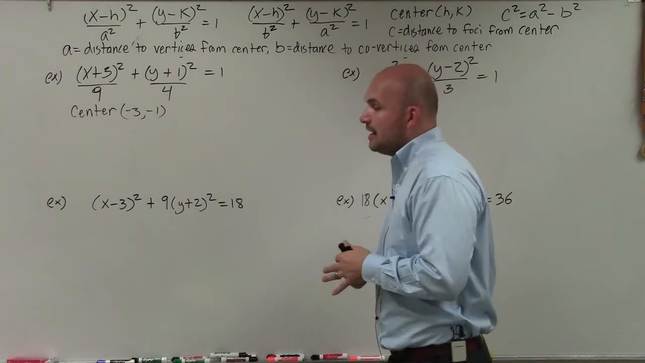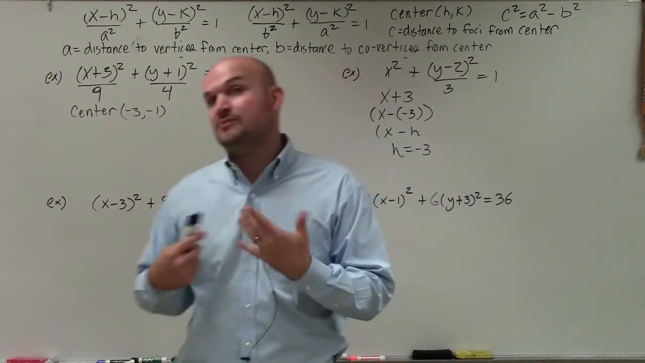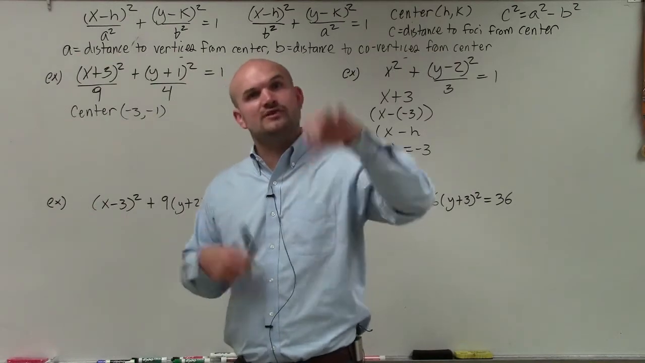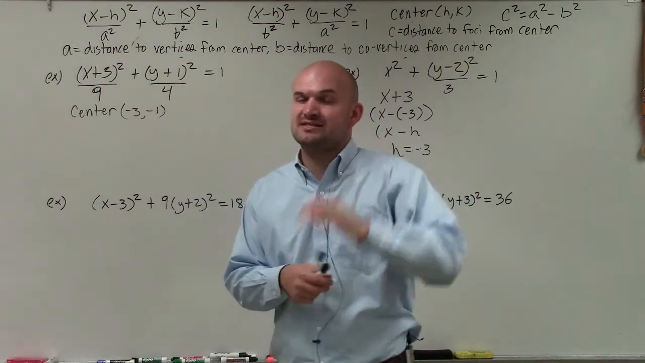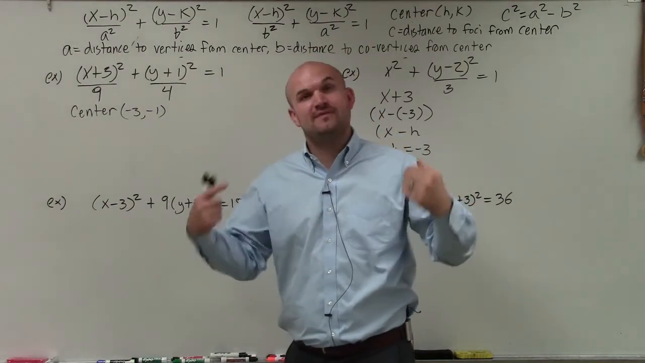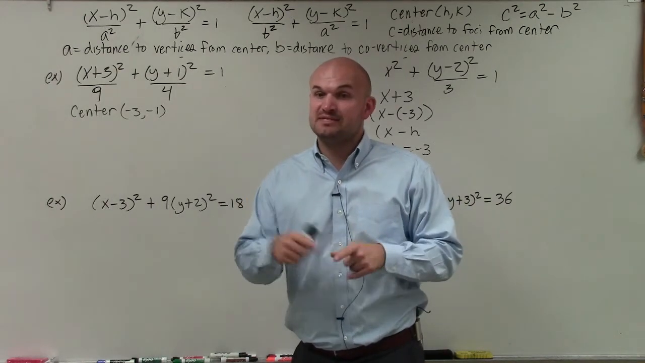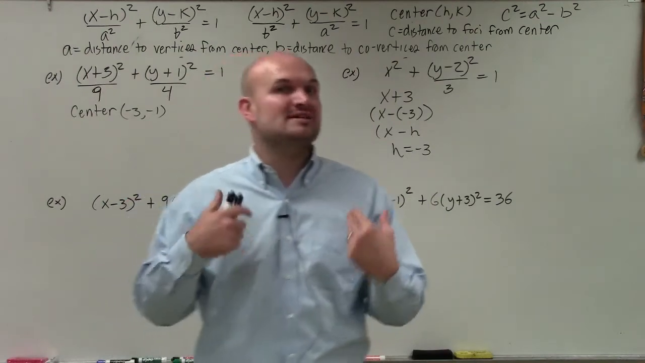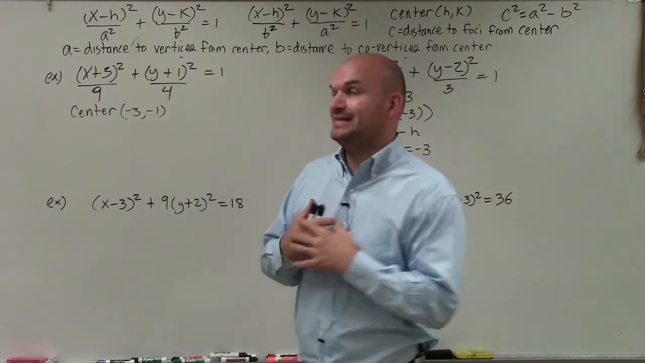So therefore, a squared is always going to be larger than b squared, because b is the distance from the center to your co-vertices, and the co-vertices are the endpoints of your minor axis. Major axis is always larger than minor axis. a is the distance from the center to the vertices, b is the distance from the center to the co-vertices. Therefore, a is always going to be larger than b for an ellipse.